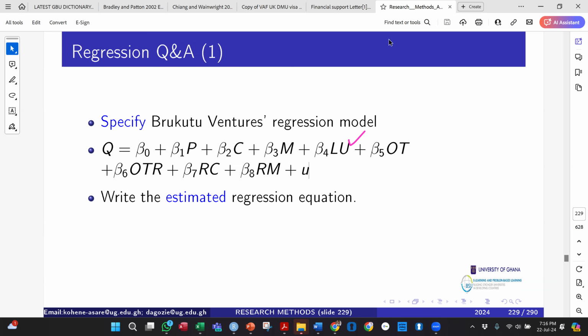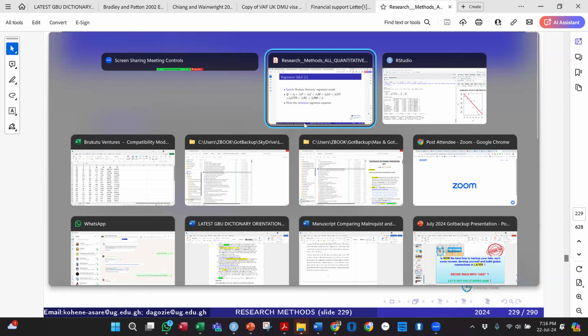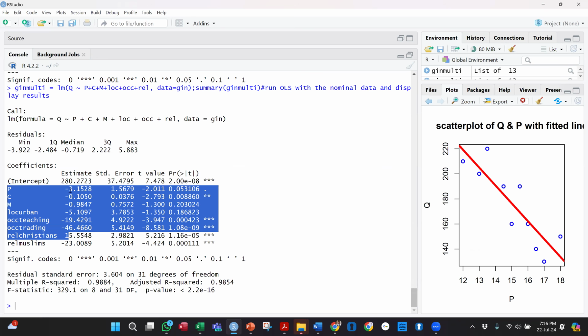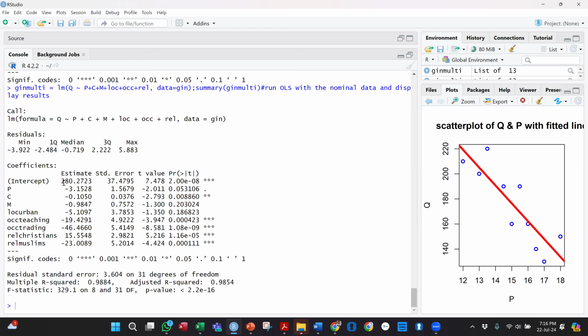What I'm going to do now is use a regression output in R to write it for you. The variables are on the left-hand side here, and the coefficients are here. It is these coefficients you are going to use, the ones under the estimate. Everything under the estimate is what you're going to use. So we are going to use these estimates to write the equation. How do you do that?